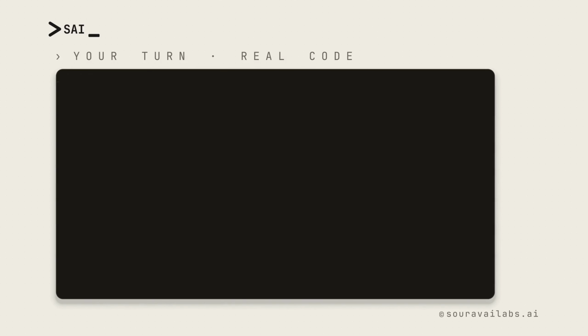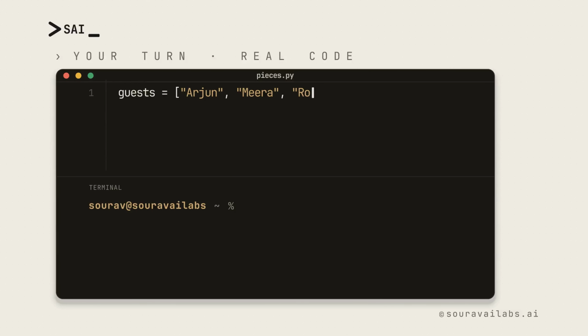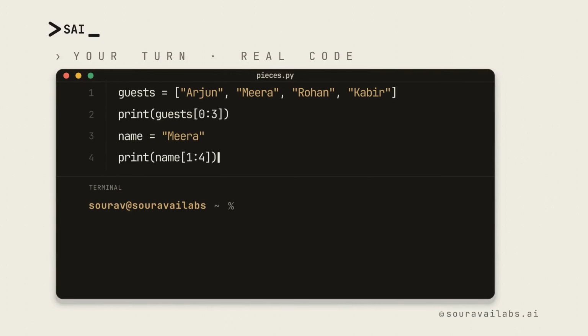Let's write it. Line 1 is the guest list, four names now. Line 2 takes the first three of them. Line 3 puts a single name in a box. And line 4 takes three letters from the middle of that name. Run it, and both pieces come back.